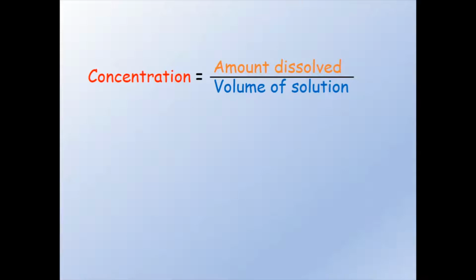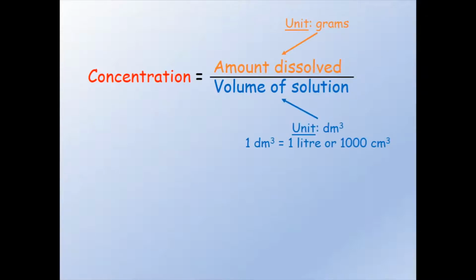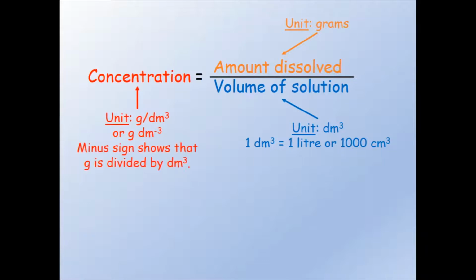The equation to calculate the concentration is: concentration equals amount dissolved divided by volume of solution. The amount dissolved is normally a mass, so its unit is grams. The unit for the volume is decimeters cubed, and we need to note that 1 decimeter cubed equals 1 liter or 1000 centimeters cubed. The unit for the concentration is gram divided by decimeters cubed, or gram decimeters to the power of -3. The minus sign here shows that gram is divided by decimeters cubed.